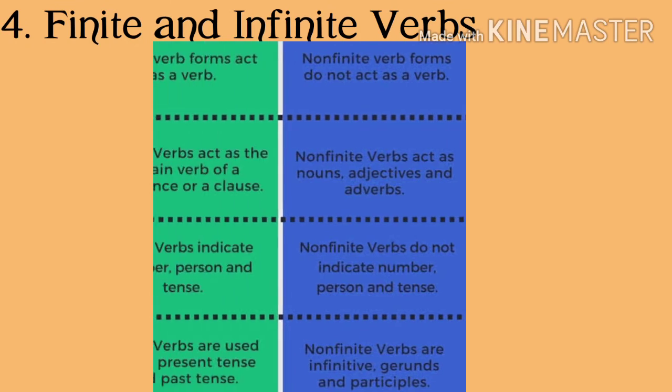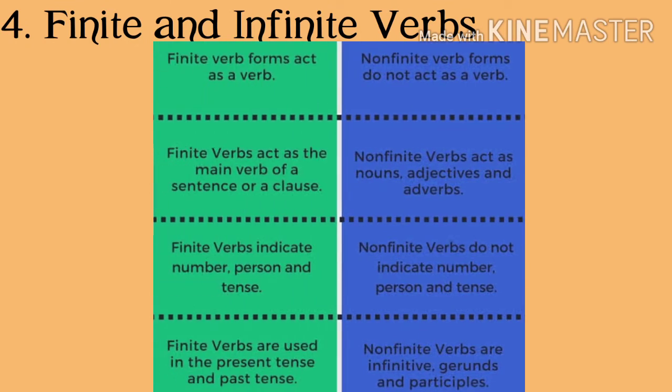Next is finite and non-finite verbs. Let me explain this by differentiating the two. Finite verb forms act as verbs. Non-finite verb forms do not act as verbs. A finite verb acts as the main verb of the sentence or a clause. Non-finite verbs act as nouns, adjectives, and adverbs. Finite verbs indicate number, person, and tense. Non-finite verbs do not indicate number, person, and tense. Non-finite verbs are infinitives, gerunds, and participles.